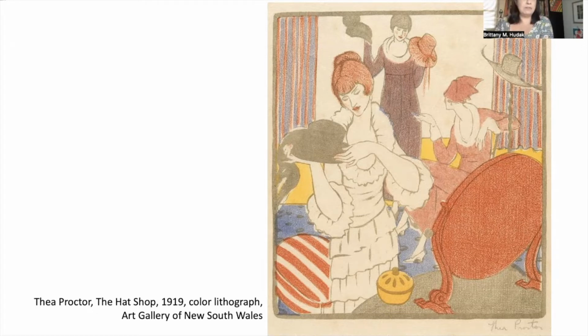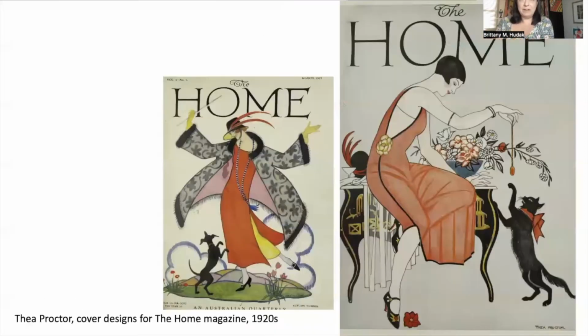Proctor was known for her interest in fashion, like you can see here. She designed her own clothing and was always trying to express her individuality and also to signal to others that she is an avant-garde modern artist.